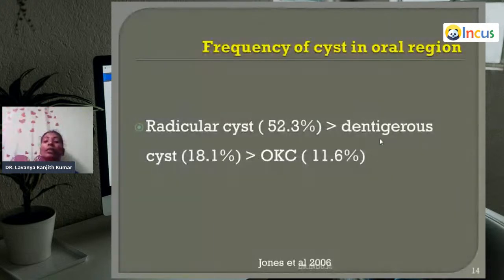As for the frequency of cysts in the oral region, radicular cyst is very common because dental caries is a common bacterial infection involving the oral cavity. Because of that, periapical infection and granulation occur, and the cyst can develop from the granulomatous condition. So radicular cyst is very common, followed by dentigerous cyst, where the impacted tooth, mostly mandibular and maxillary third molars, is involved. So it is considered the second cyst, and OKC the third one.